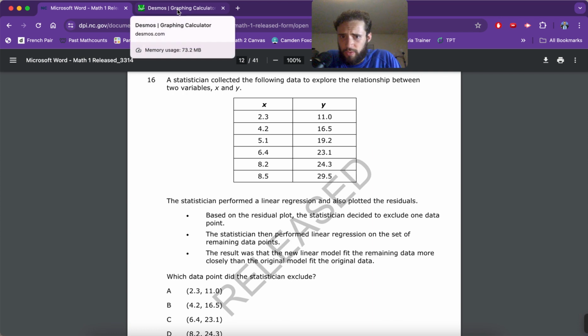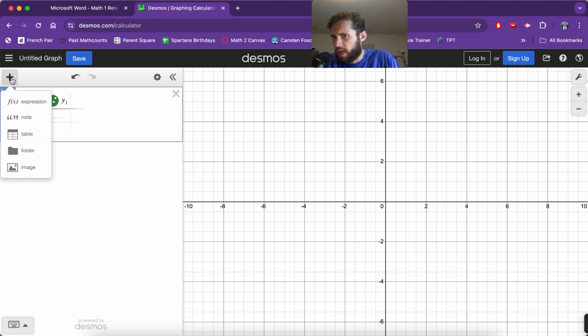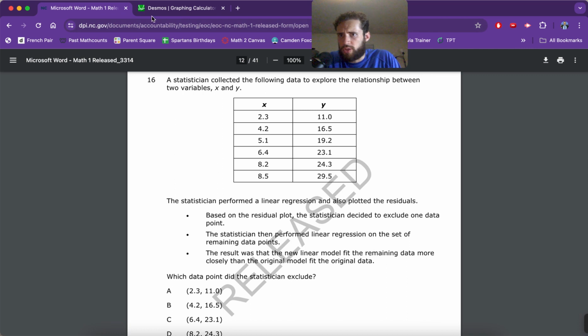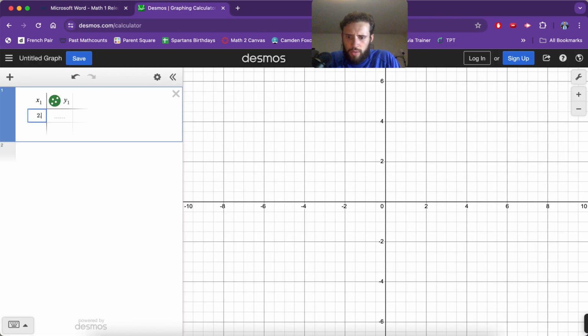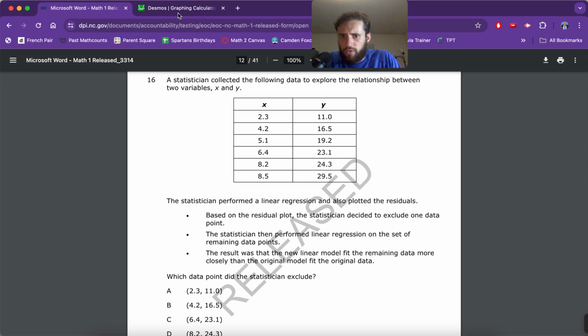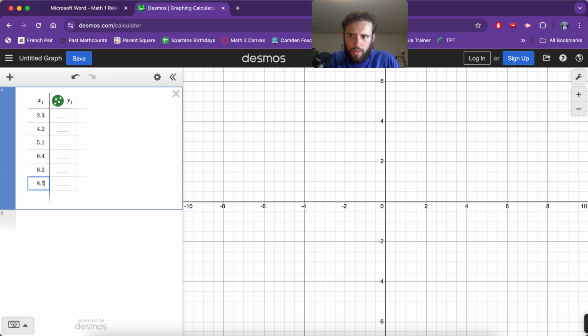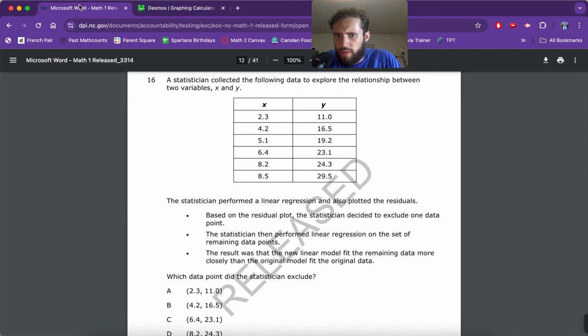So let's see, 2.3, 4.2, 5.1. If you want to make a table, you just type the word table. You can also push plus and table right there, but I just like to type it in. Again, we had 2.3, 4.2, 5.1. And then we had 6.4, 8.2, 8.5. Okay, now we need to make sure our y values are lined up correctly, but we've got 11.0, 16.5, 19.2.